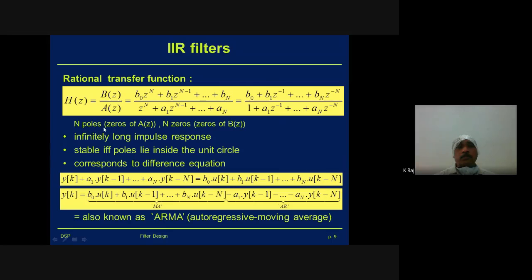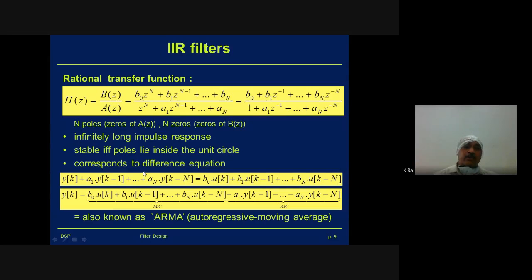Now n are the poles, the zeros of A(z), and n are the zeros of B(z) here. We will get an infinitely long impulse response in this case, that is, the infinite impulse response. And there is a question of stability. This type of filter may be stable or unstable, and it will be stable only if this condition is fulfilled, that is, all the poles lie inside the unit circle. Since there is feedback, instability may take place, and this type of filter will be stable only when all poles lie inside the unit circle.